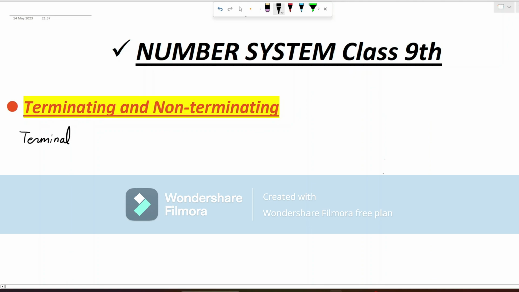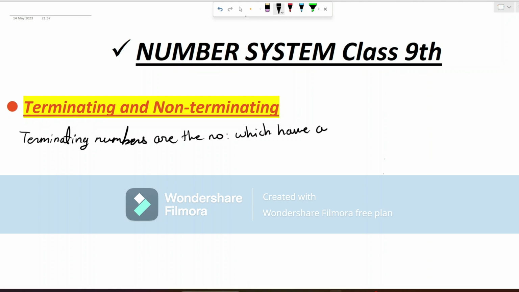Terminating numbers are the numbers which have a definite ending to it. Okay, which have an ending. Okay, so they're ending at a point.